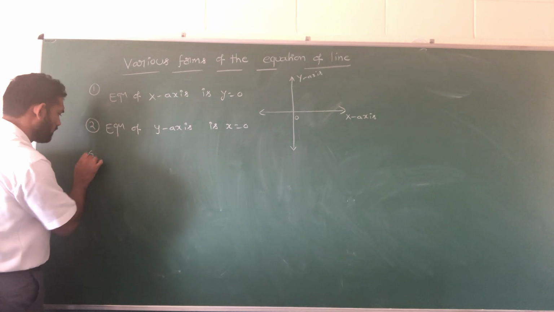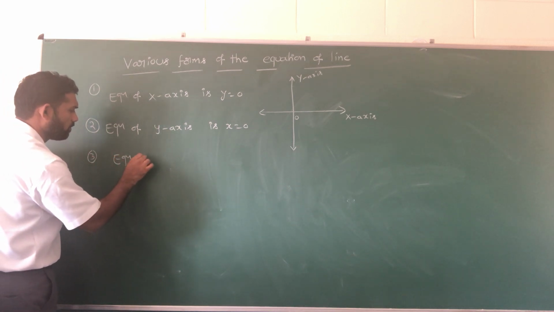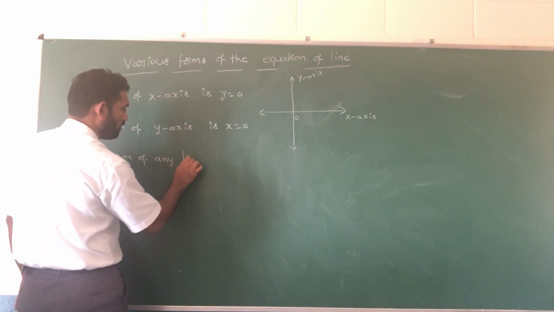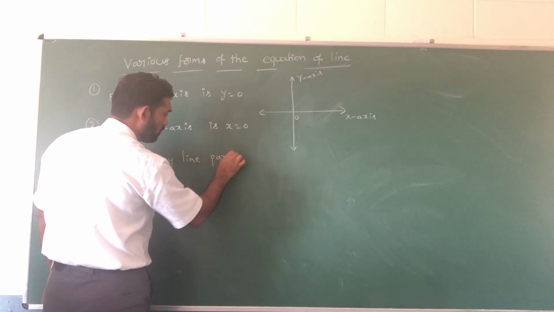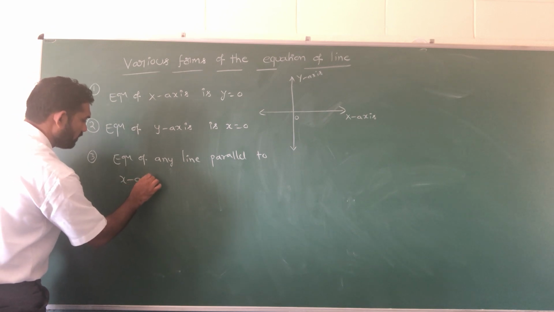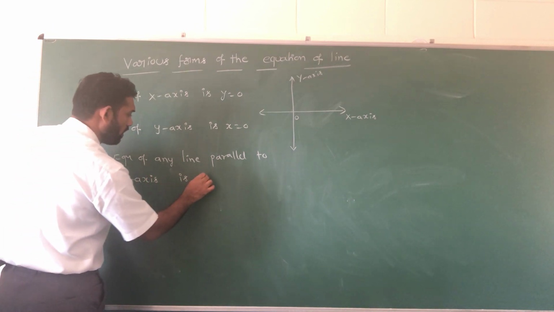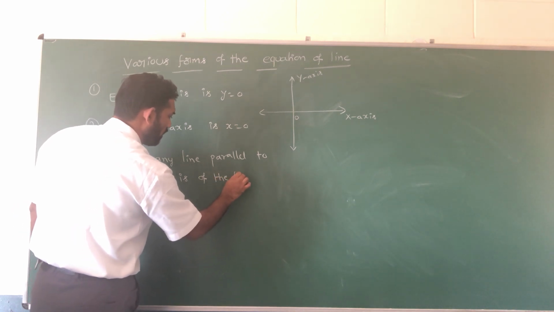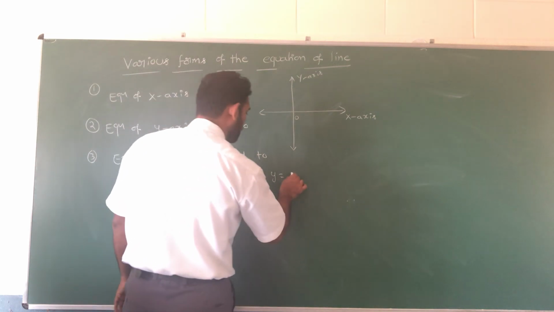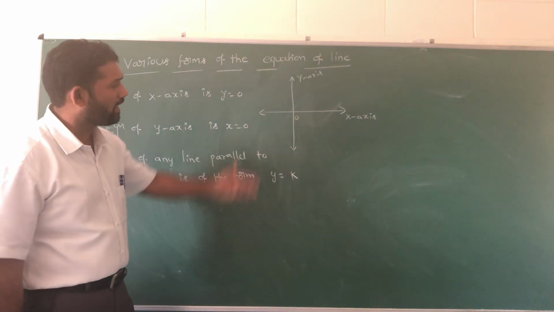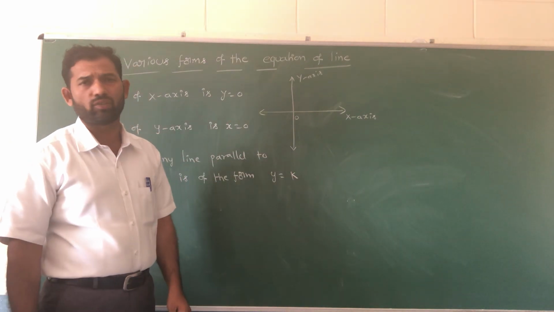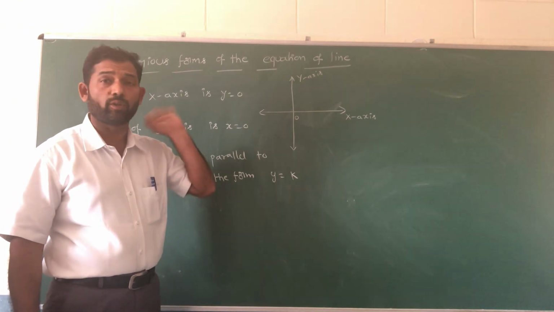Third point, the equation of any line parallel to the x-axis is of the form y is equal to some constant k. It may be upside or downside, k may be a positive value or a negative value. The form is y is equal to k.